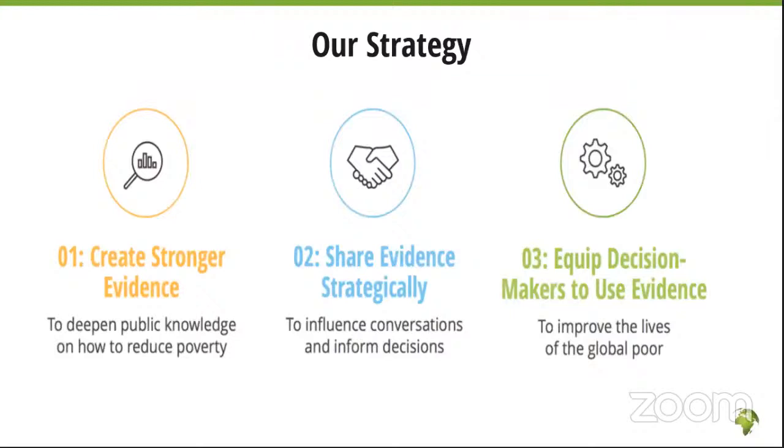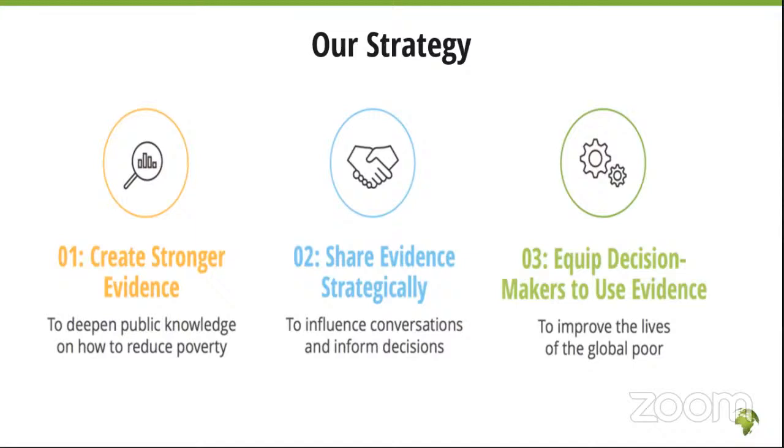So IPA's strategy 1 is to create stronger evidence. Not just doing research, but rigorously evaluating the interventions to ascertain impact. With stronger evidence, we want to deepen the public knowledge on how to reduce poverty. Sometimes it is not as quick as issuing an instant solution, but it is about understanding the impact of certain interventions, the short-term and the long-term effect of whichever interventions we want to apply to solve a problem.